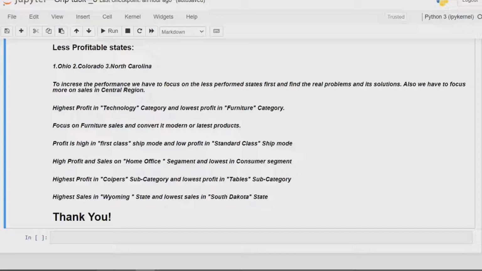Highest profit is in the technology category and lowest profit in the furniture category. That means we have to focus on furniture sales and convert it to modern or latest products, because their existing products are not in demand. Profit is high in first class ship mode and low in second class and standard class ship modes. High profit and sales are in the home office segment and lowest in the consumer segment. Highest profit is in the copiers subcategory and lowest profit in the tables subcategory. Highest sales are in Wyoming state and lowest sales in South Dakota state.